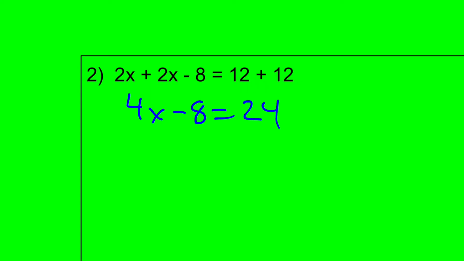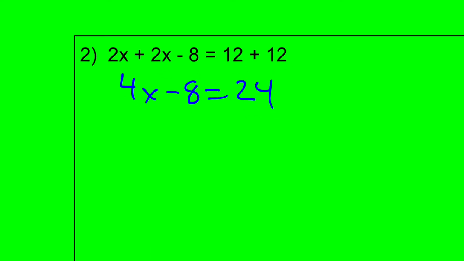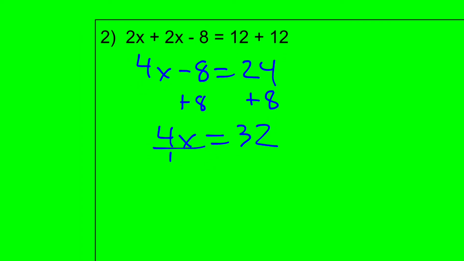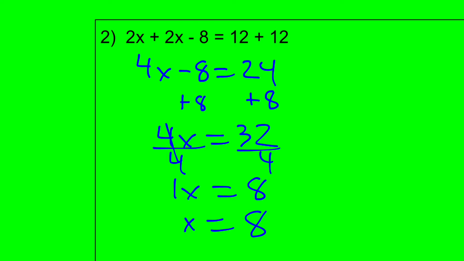And once you group up those like terms, you have a basic two-step equation. Now you would use reverse BEDMAS. You would add 8 to both sides. And you get 4x equals 32. And you would divide both sides by 4. And you get 1x equals 8, or x equals 8. So equations that look complicated at first actually aren't that bad once you group up those like terms and simplify them.